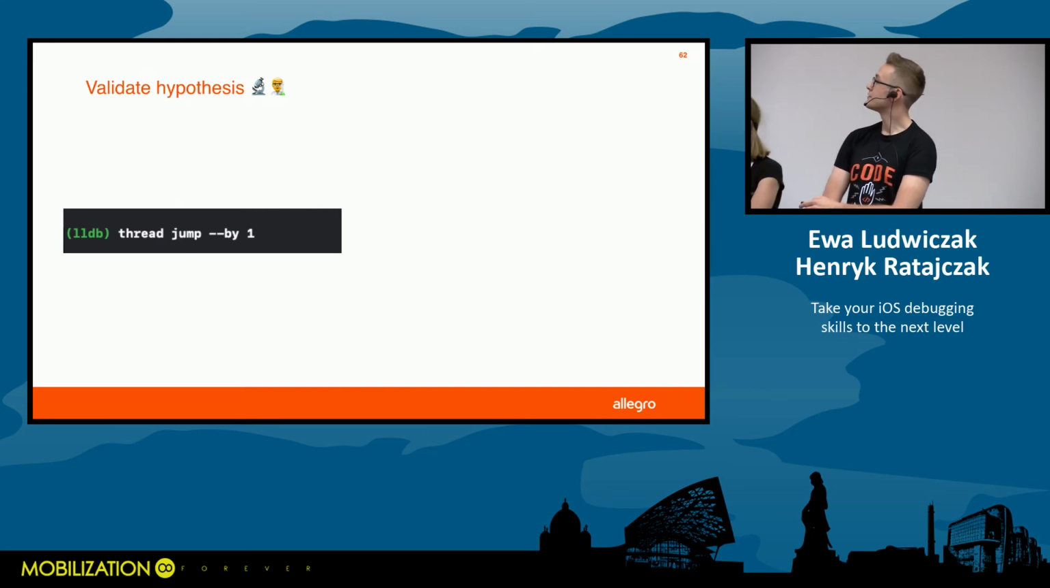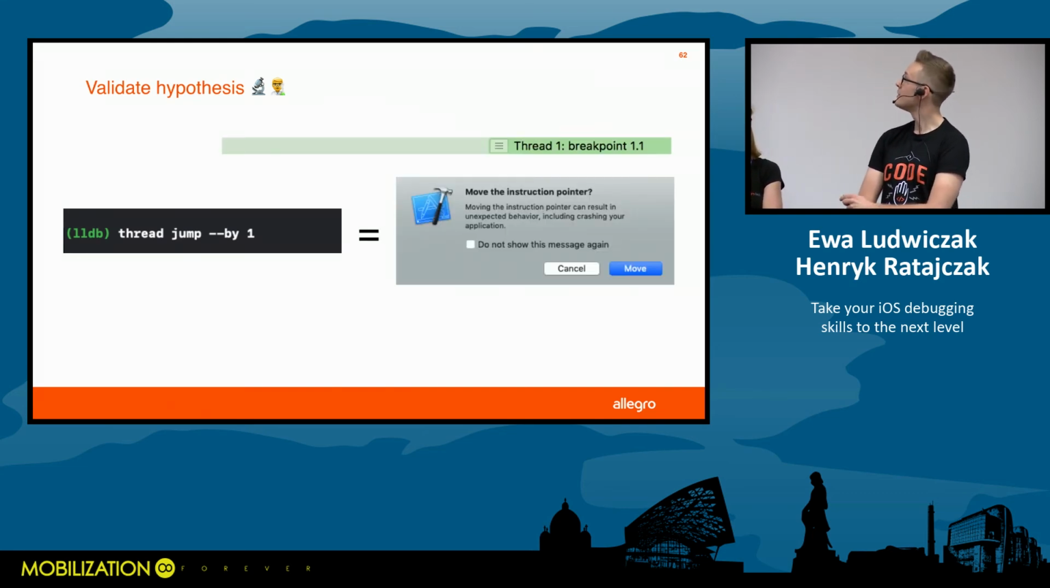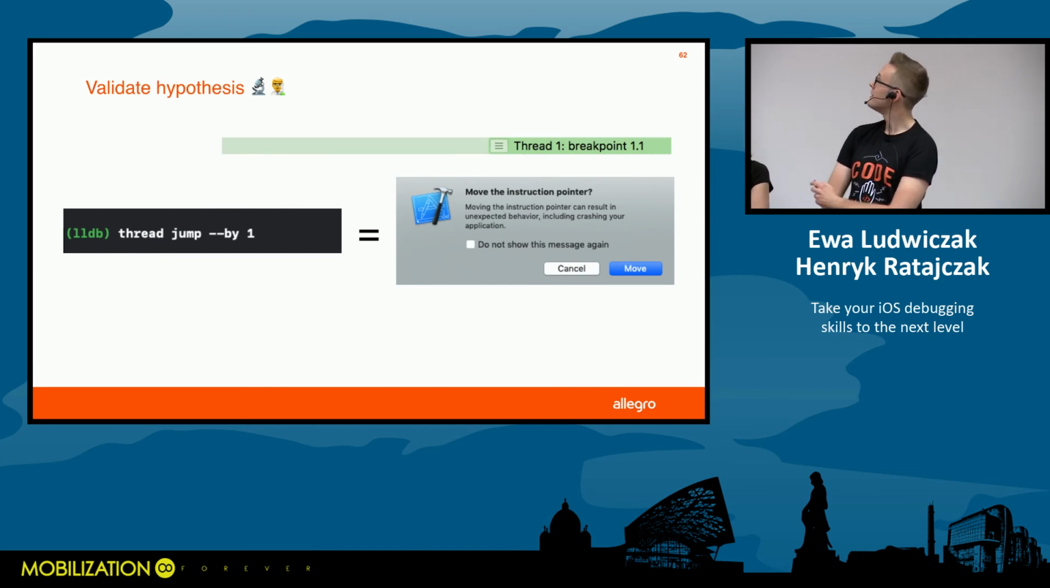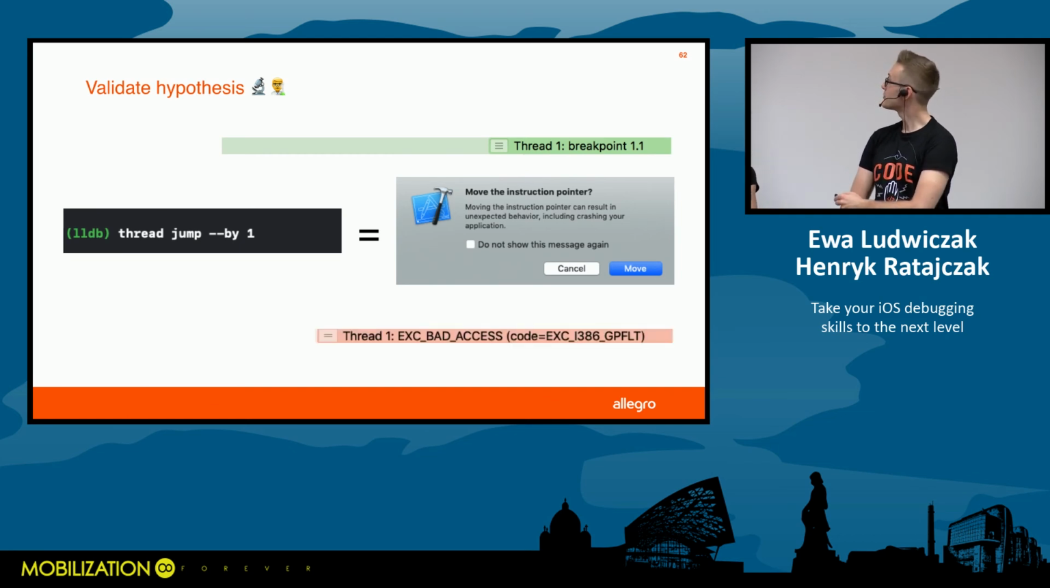However, remember that using thread jump is exactly the same as moving the instruction pointer in Xcode. Whenever you see this green handle and you try to move it around, you get this dialog. Warning, instruction pointer may include crashing your application. This warning is not without a reason because the code you're reading is not the same as the code your app is executing. There's automatic reference counting. It's extremely easy to over-release memory or to under-release it, which leads to a lot of protection faults from Xcode. So it's extremely easy to crash your app.